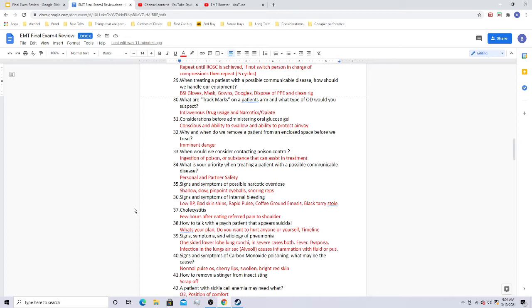So yeah. How do we talk with a psych patient that appears to be suicidal? What's your plan? So, like, do you intend on hanging yourself, jumping off a bridge, etc.? Do you want to hurt anyone or yourself? So, are you homicidal? That's very important, especially in the back of your ambulance, because there are sharp implements and there are a lot of ways that someone can get hurt in the back of one of those things. And then timeline. So talk about it, man. Figure out what's going on.